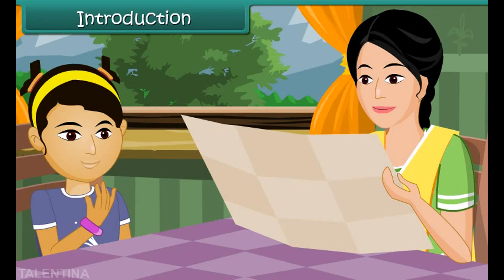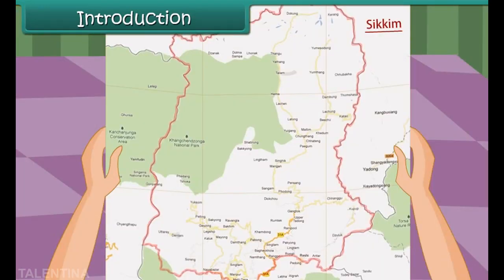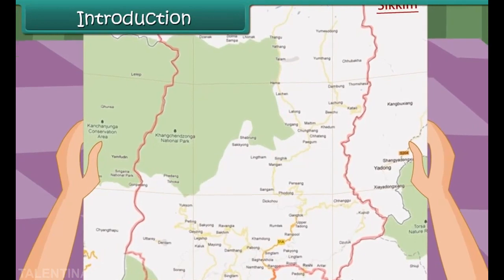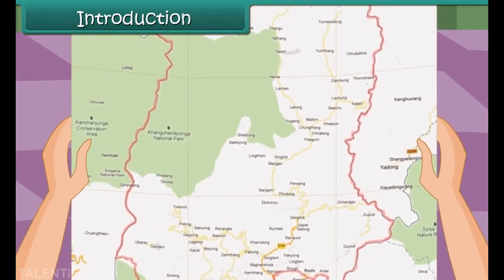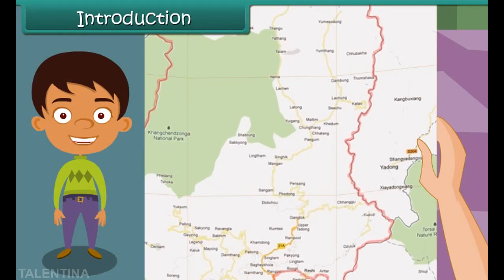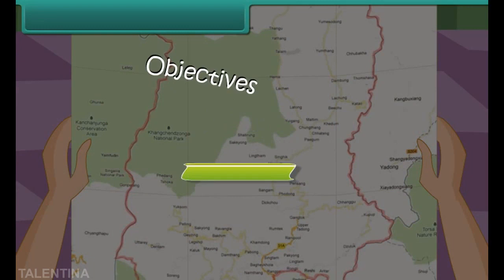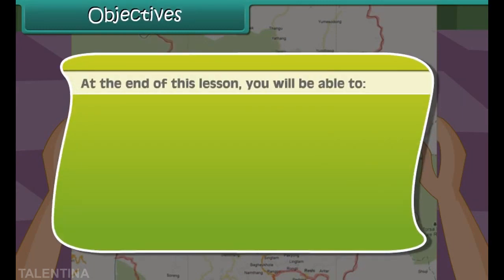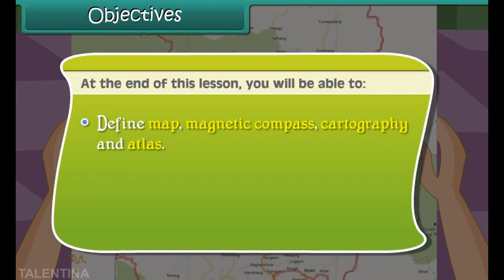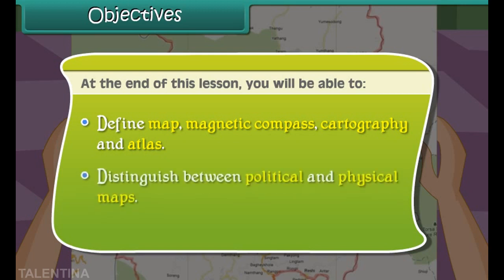Therefore, she is planning. She will use the map to learn about the various places in Sikkim, their location, the distances between them, etc. Let us learn about maps in detail. Objectives. At the end of this lesson, you'll be able to define map, magnetic compass, cartography and atlas. Distinguish between political and physical maps.